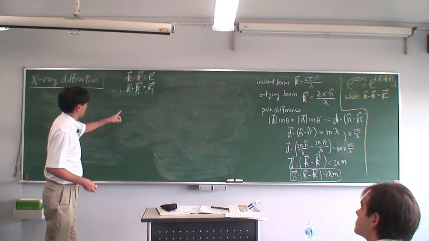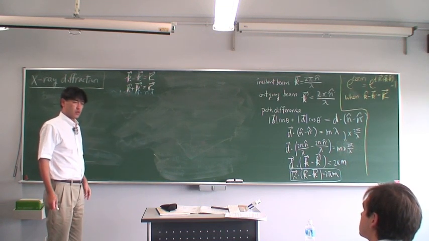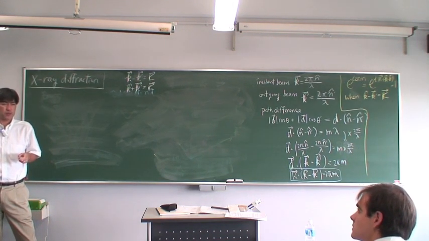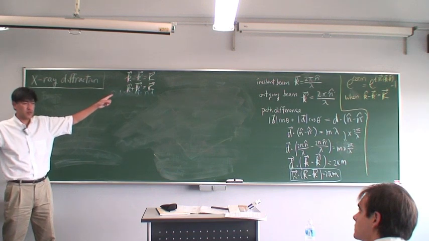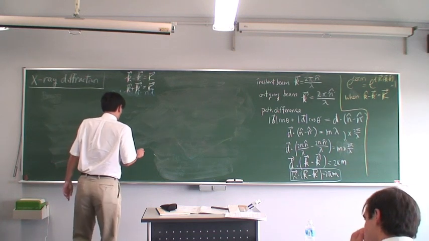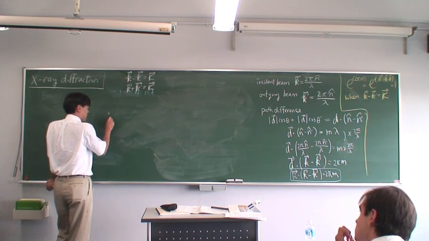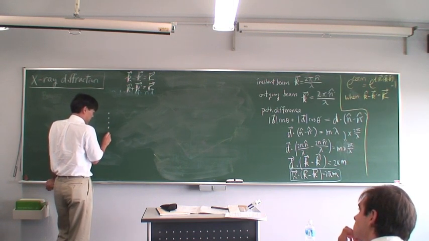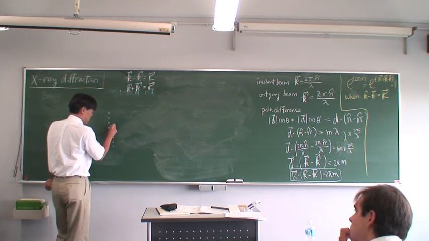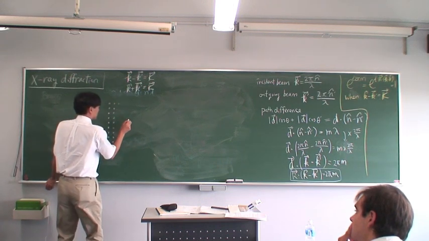So what does this mean? This condition gives you the direction in which the diffracted light intensity becomes very strong. So here's what I'm going to do. I am drawing many reciprocal lattice points. It's a time-consuming process, but this is what I'm doing.